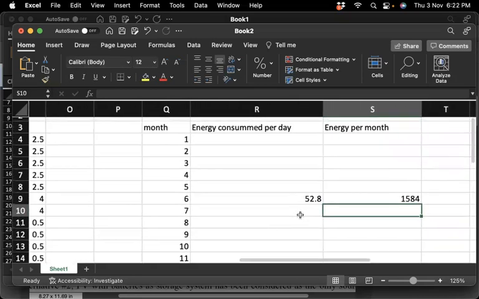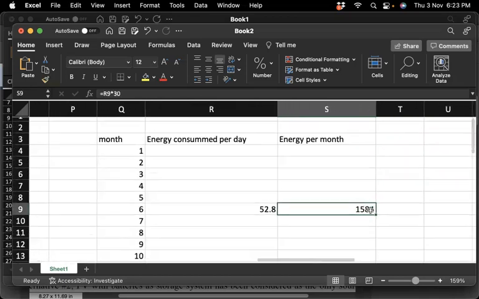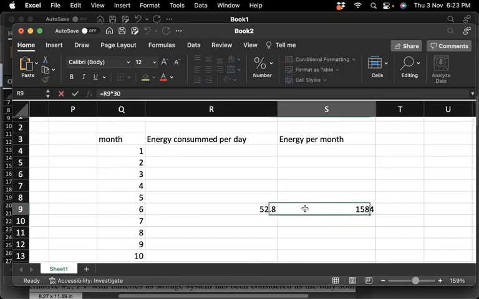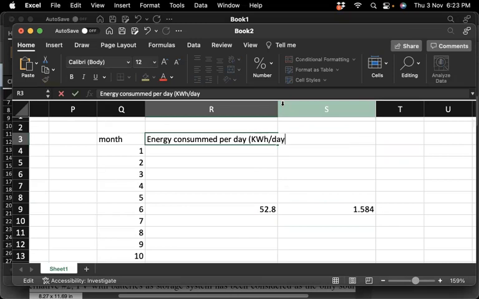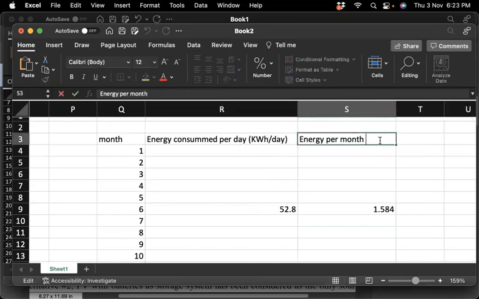It will end up with 1584 kilowatt hours. So here it's better to represent this in megawatt hours, not in kilowatt hours, just to make numbers easy. So I will consider the same here with a 1000 division. So just for clarification here, the unit is kilowatt hour per day. And here the unit is megawatt hour per month.